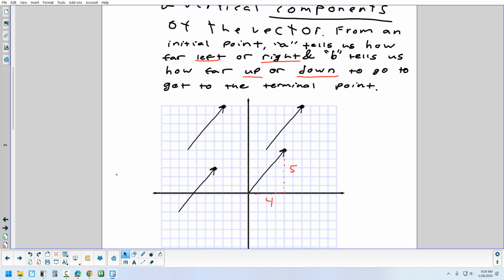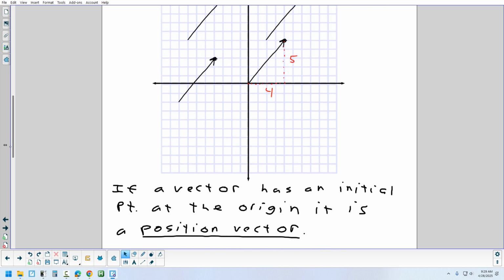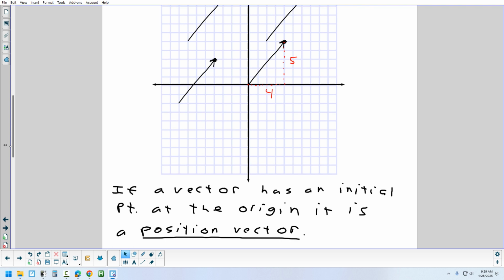Now, there is a place that's most common to put it. Where do you think the most common place to put it would be? The origin. Right, starting at the origin. And if a vector starts at the origin, it has a special name. That is called a position vector. That's a vector that starts at the origin.